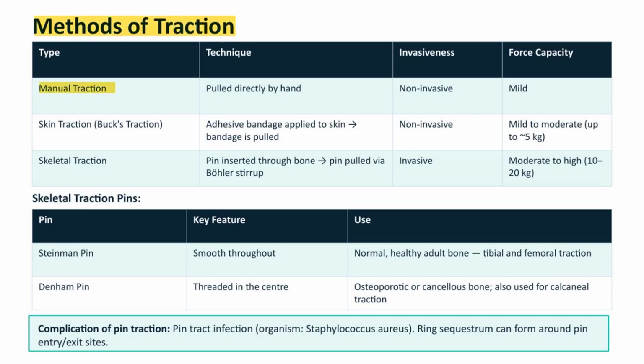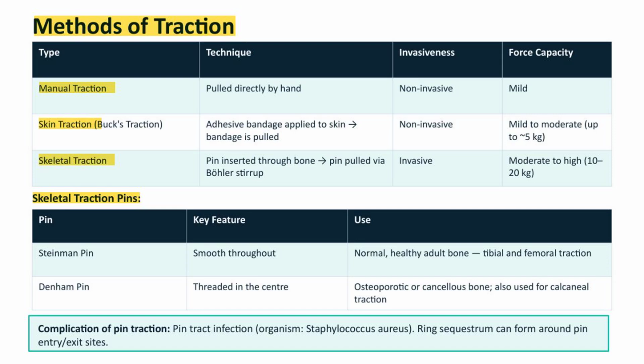Manual traction is pulled by hand. It's non-invasive and provides a mild amount of force. Skin traction, also called Buck's traction, involves an adhesive bandage applied to the skin, which is then pulled. It's non-invasive and provides a mild to moderate force, up to about 5 kilograms. Skeletal traction involves a pin inserted through the bone, which is then pulled via a Böhler stirrup. It's invasive and provides a moderate to high force, between 10 and 20 kilograms.